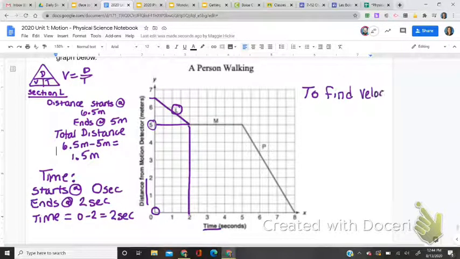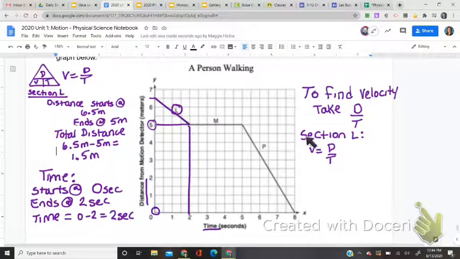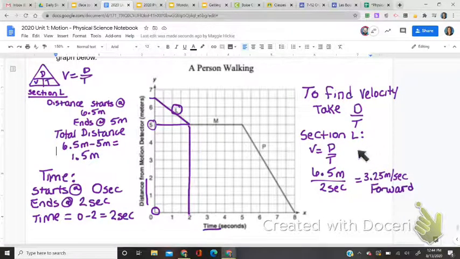To find the velocity, we take our distance divided by our time, which we just found. Again, I'm labeling section L so you remember what we're solving for. Section L, velocity equals distance over time. Our distance was 6.5 meters. Our time was 2 seconds. To calculate that, you just divide, and it's 3.25 meters per second. Because I'm asking for velocity, I have to include a direction, so it's 3.25 meters per second forward.